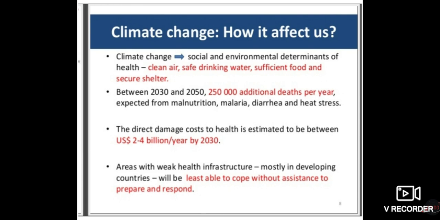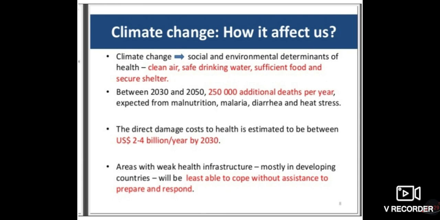How does it affect us? How is this climate change affecting us? One of the most important things is that it affects clean air. Second point, safe drinking water. We are not getting adequate safe drinking water. These two factors are related to our food production. So sufficient food and secure shelter are also affected due to climate change.